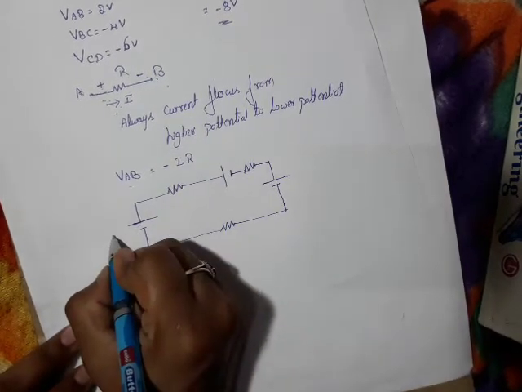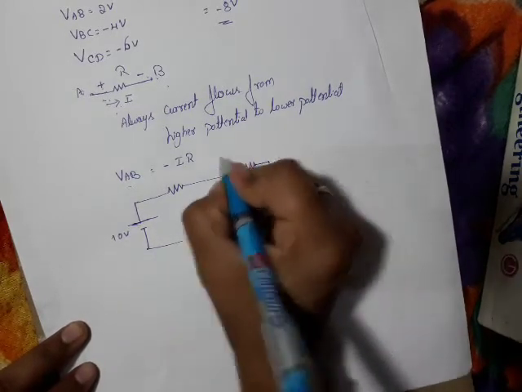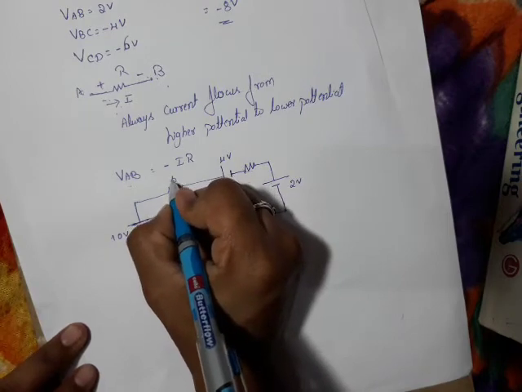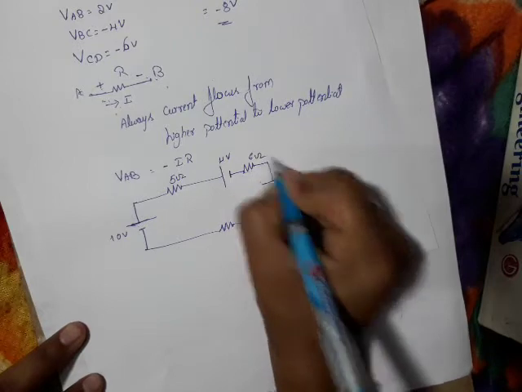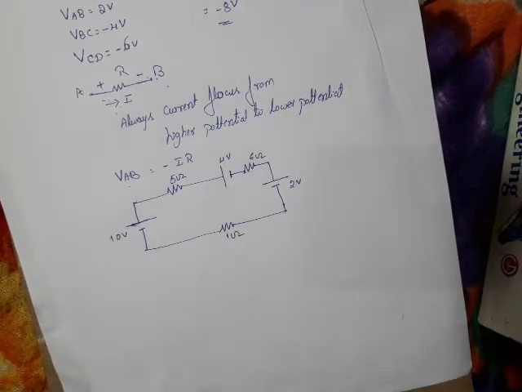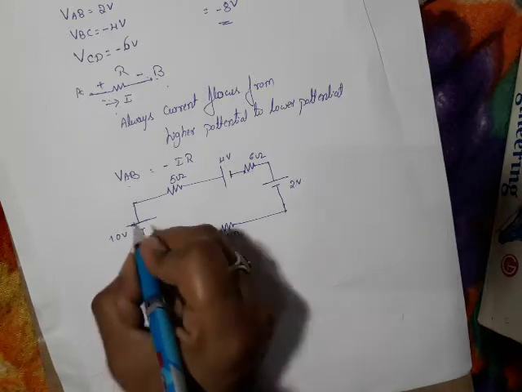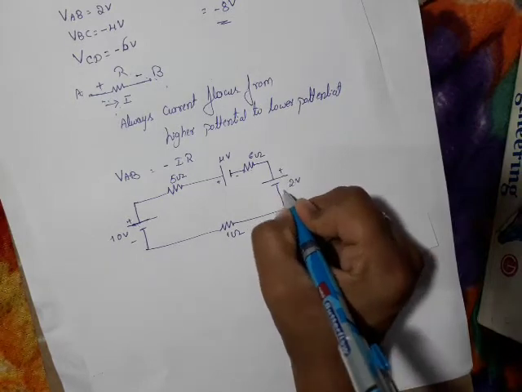Fine. So let it be 10 volts, 2 volts, 4 volts, 5 ohm, 6 ohm, 1 ohm. Apply KVL for this. Now they haven't given the direction of current. The current also we don't know. We just need to apply KVL for this circuit. This is plus, minus, this is plus, minus, this is plus, minus.